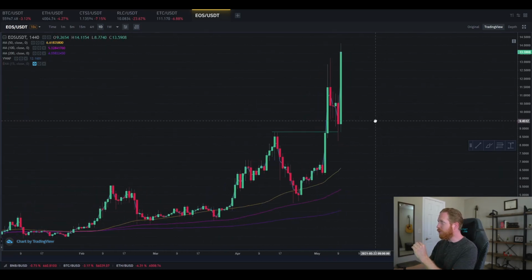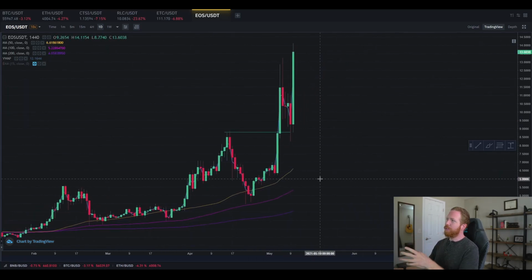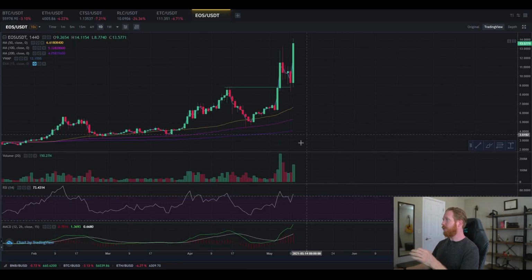See if we can get a little closer. But there's also the inverse, where it could continue upwards as well. So there's definitely silver linings here. That being said, this is what EOS is looking like. Let's just quickly look at the RSI. RSI is overextended or trending towards it.